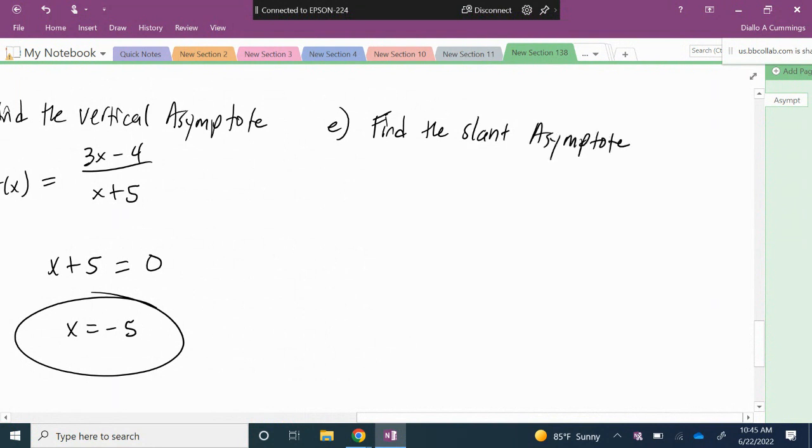Right, so keep in mind we can't have a slant asymptote and a horizontal asymptote at the same time. So therefore, the slant asymptote does not exist. All right.